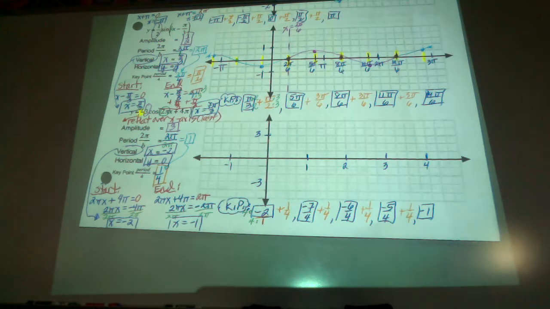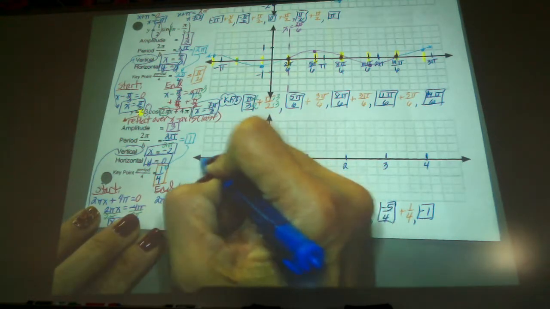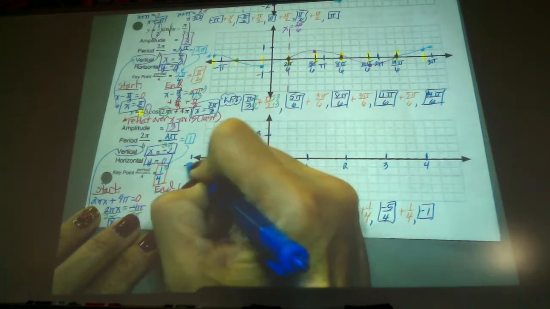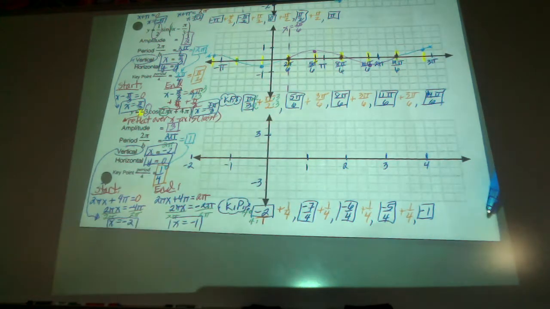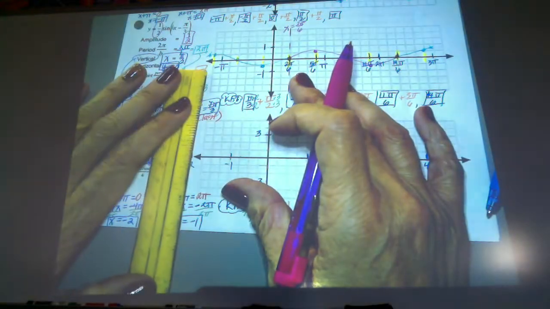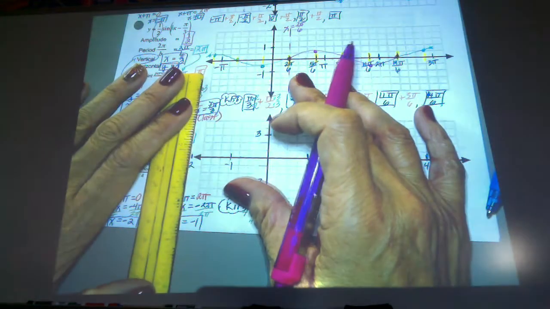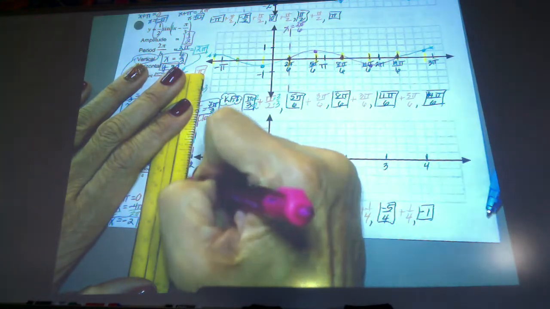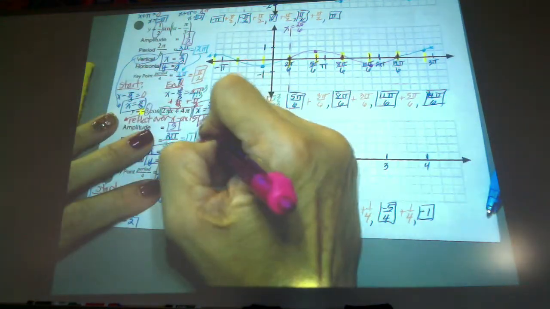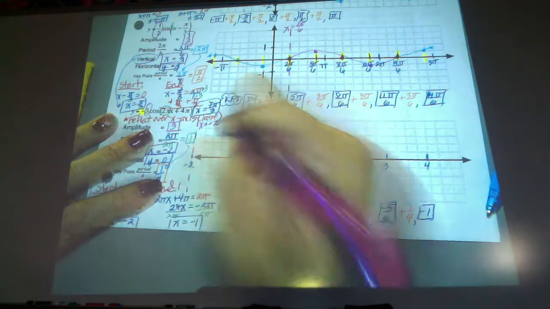So I need to mark in my key points. Well, my key point starts at -2. That's going to become a little bit of an issue. -2 is out here, isn't it? I'm missing a grid line, and that is my starting point. But it's only off the grid by 1, so I can easily add that in. And so I'm going to put in my dotted line, because that's my new start line, right here. And that's at x equals -2.